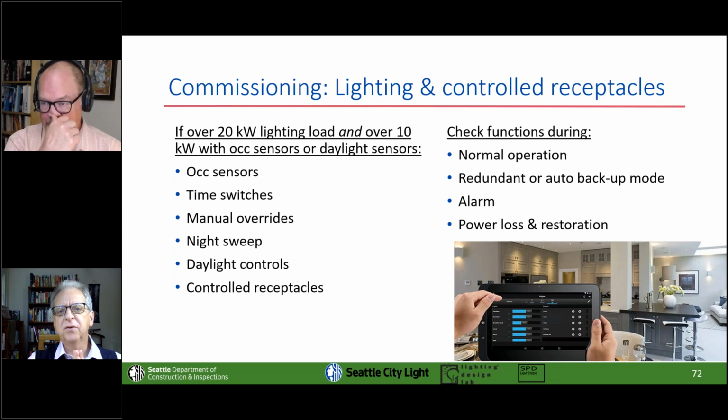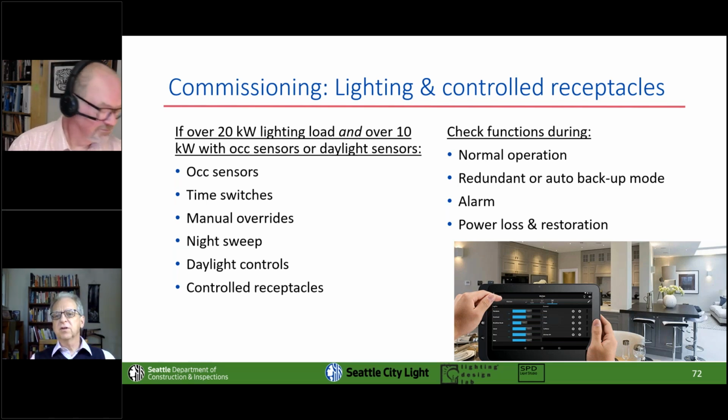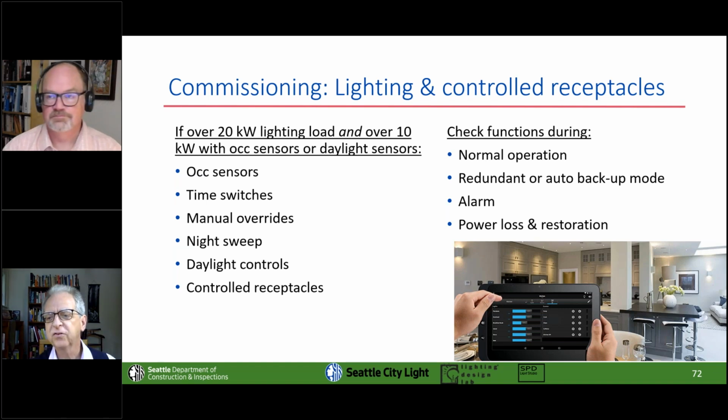You'll need to commission those things you see on the bullets on the left there, and you're going to need to run it through that functional testing. There are procedures in place to sample so that you don't have to actually check every single one of the sensors.